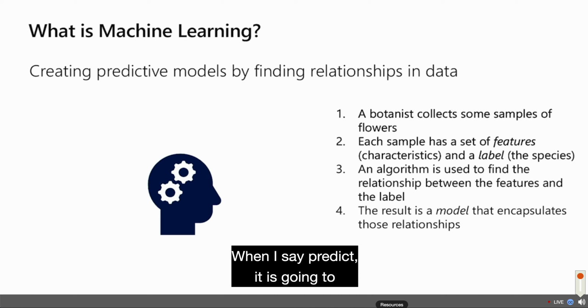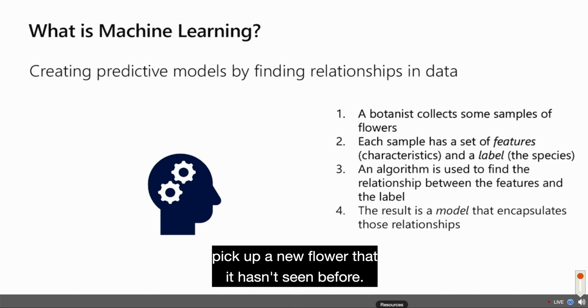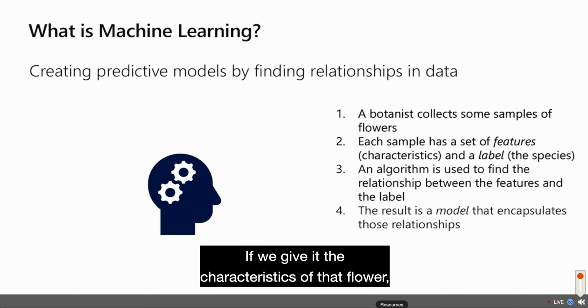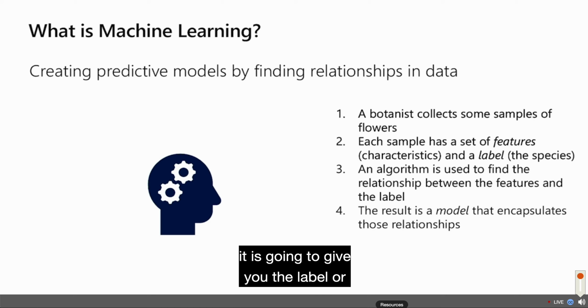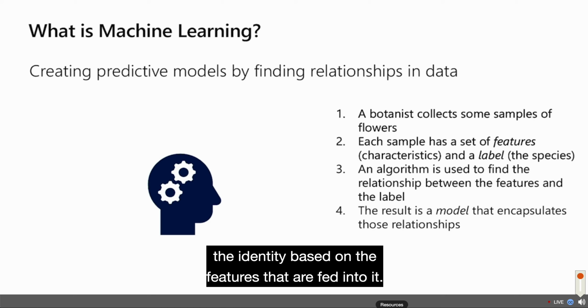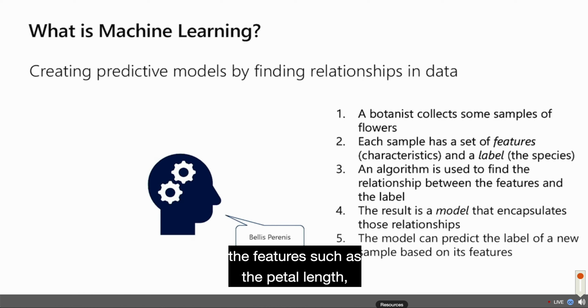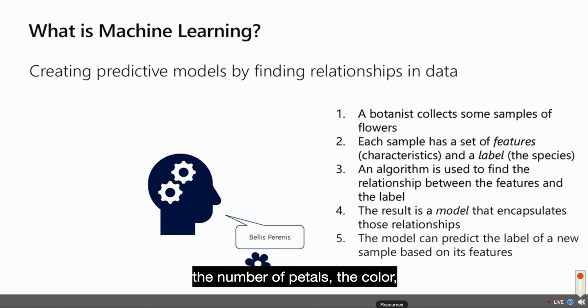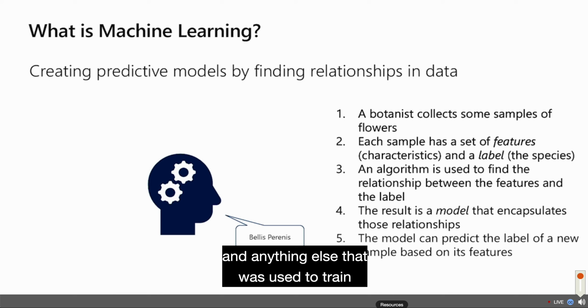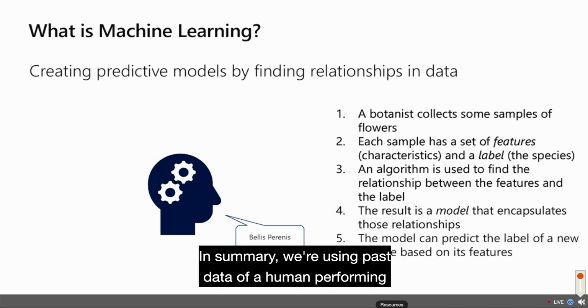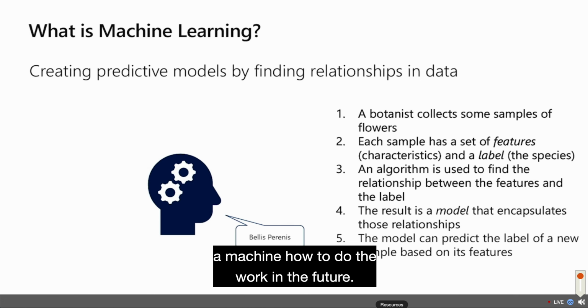And when I say predict, it is going to pick up a new flower that it hasn't seen before, and if you give it the characteristics of that flower, it is going to give you the label or the identity based on the features that are fed into it. And in this case, we obtain a new specimen, we feed in the features, such as the petal length, the number of petals, the color, and anything else that was used to train the model initially. And the model is going to provide you with a prediction on what it thinks the label of the flower should be. In summary, we're using past data of a human performing the task to teach a machine how to do the work in the future.